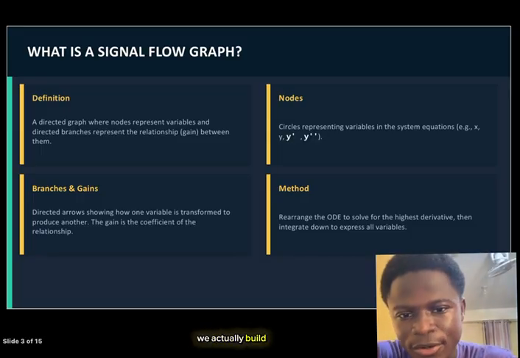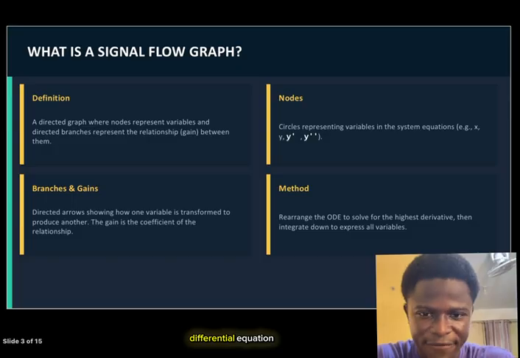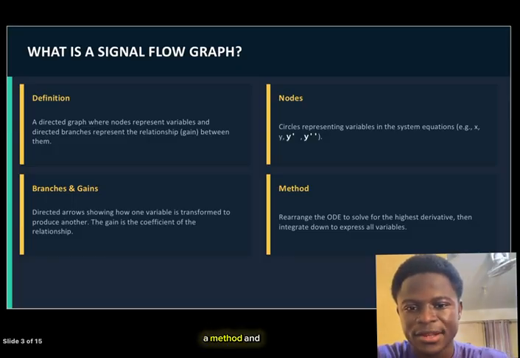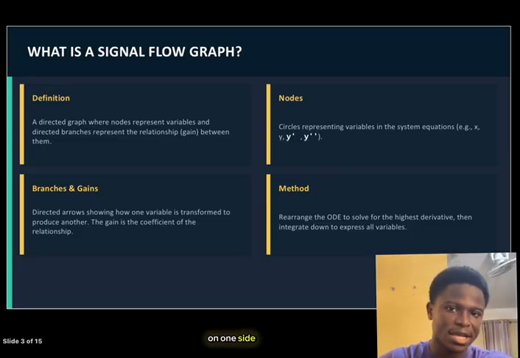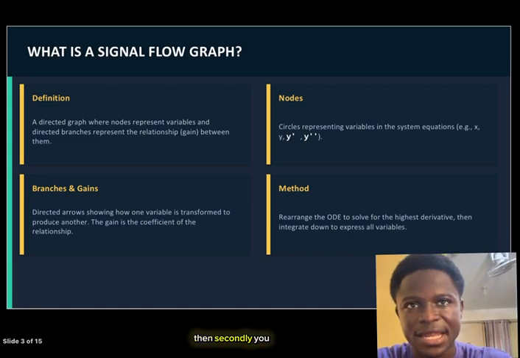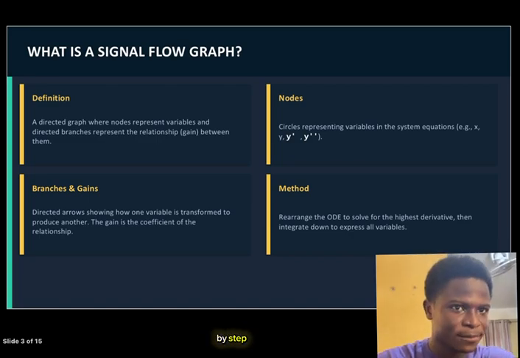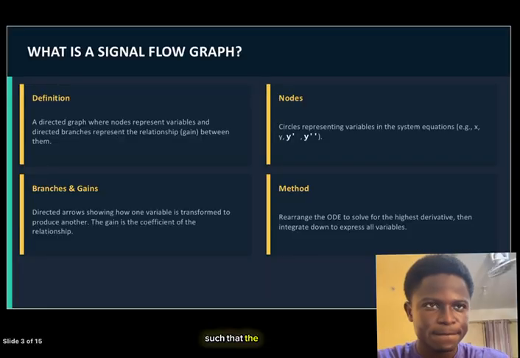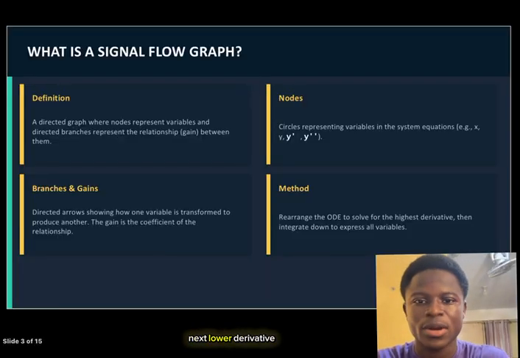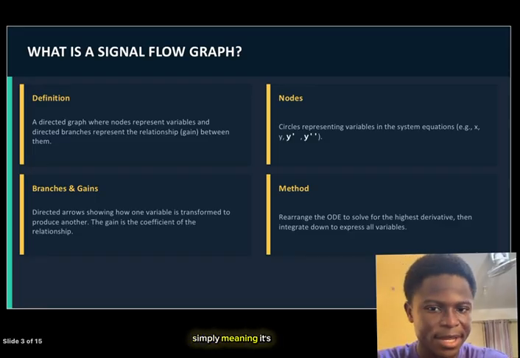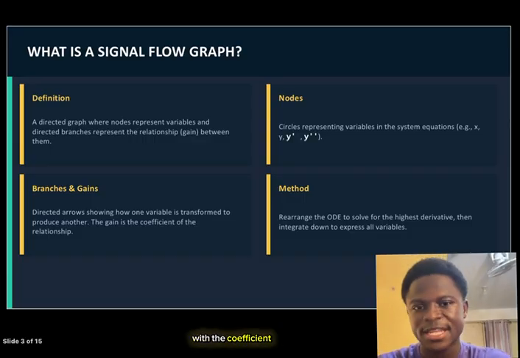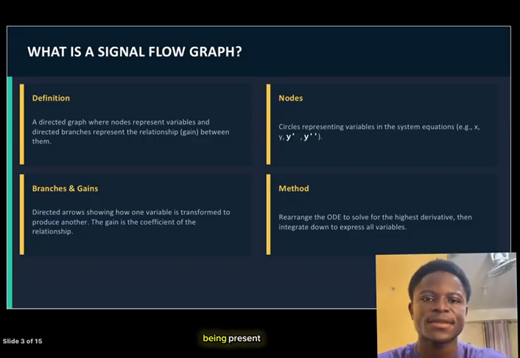So how do we actually build signal flow graphs from a differential equation? We have a method, and the method involves 3 steps. One, you rearrange the equation such that the highest derivative is on one side, so you make that the subject. Then secondly, you integrate downward step by step such that the integration yields the next lower derivative. Then step 3, every remaining term in the equation becomes a feedback branch, simply meaning it's going to be reversed, with the coefficient being the gains and their signs being preserved.